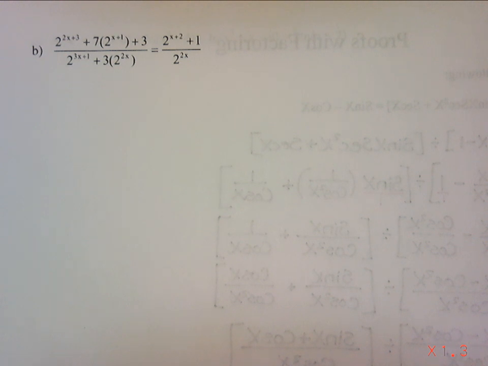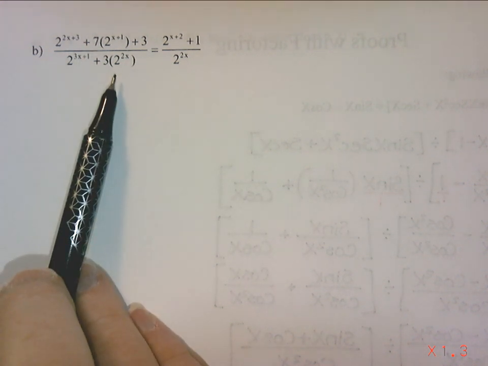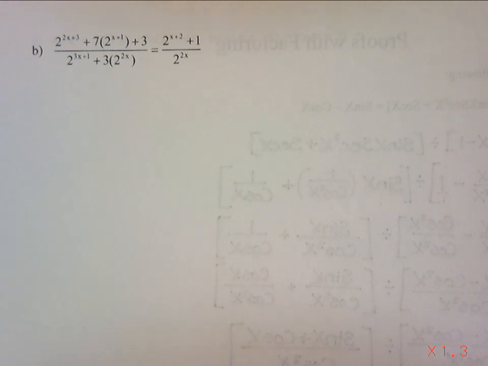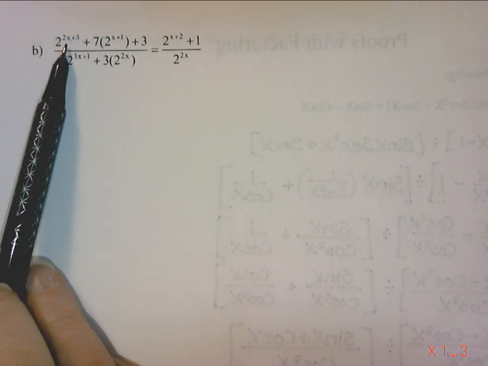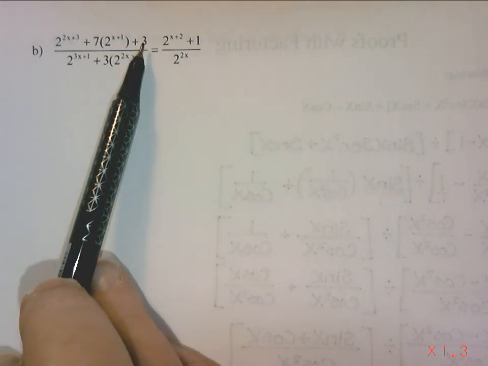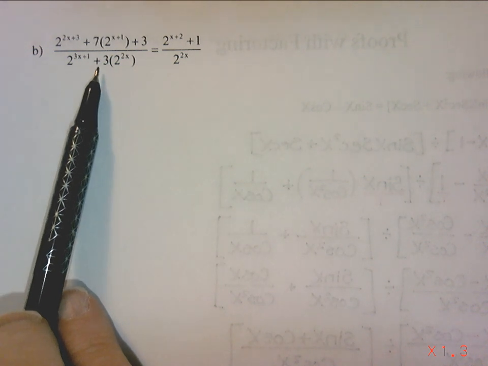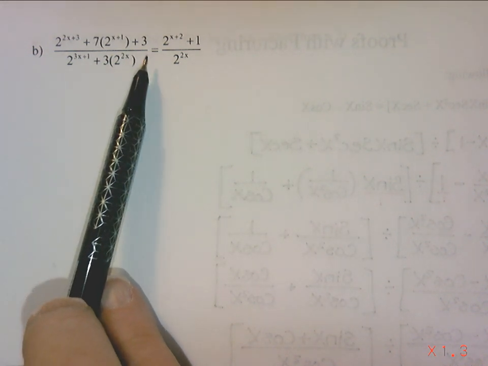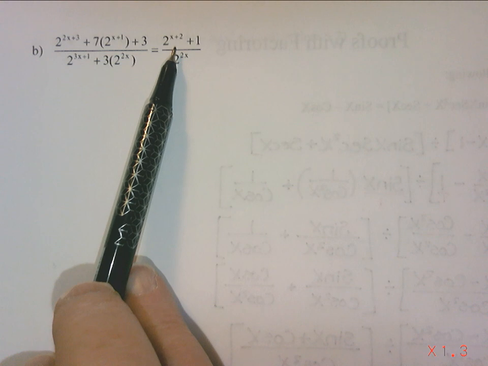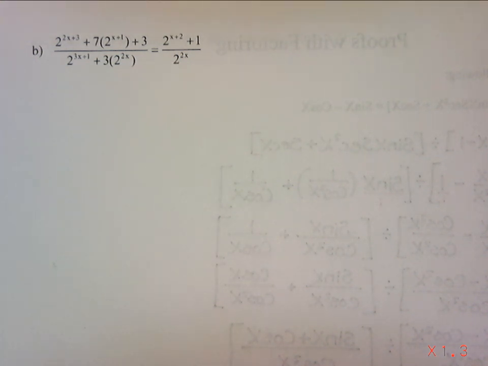In this video, we're going to be taking a look at doing proofs with factoring, and we are going to specifically be looking at an exponential example. So we are being asked to prove that 2 to the power of 2x plus 3 plus 7 times 2 to the power of x plus 1 plus 3 divided by 2 to the power of 3x plus 1 plus 3 times 2 to the power of 2x is the same thing as 2 to the power of x plus 2 plus 1 divided by 2 to the power of 2x.